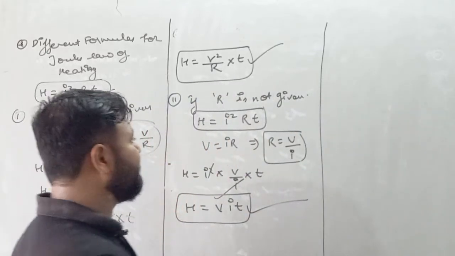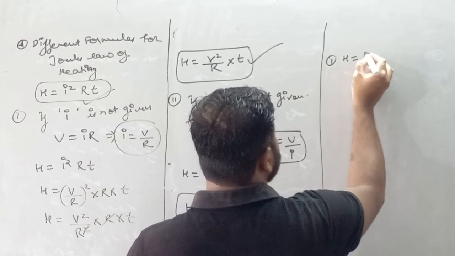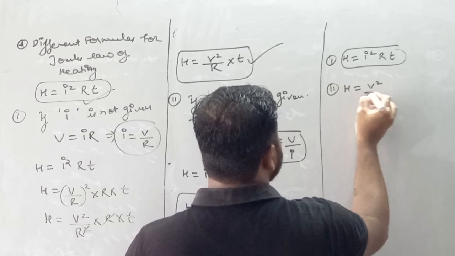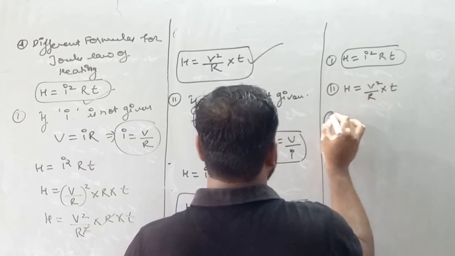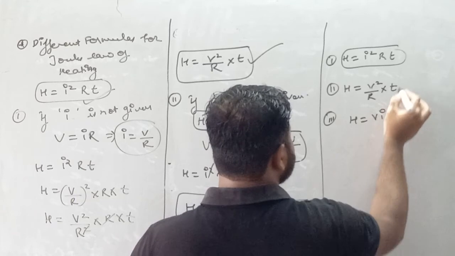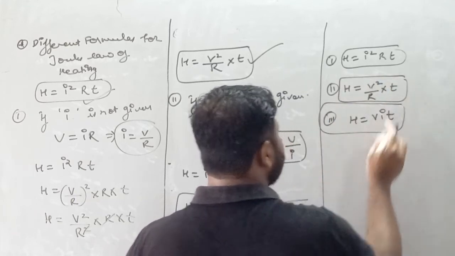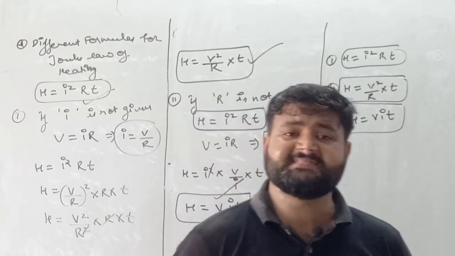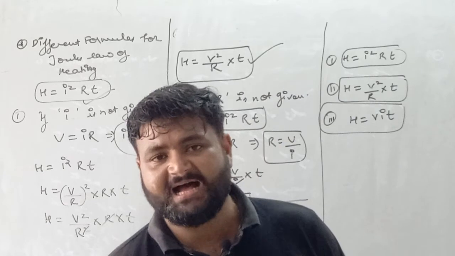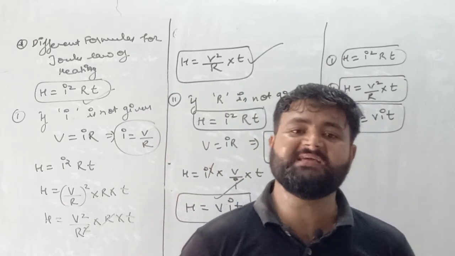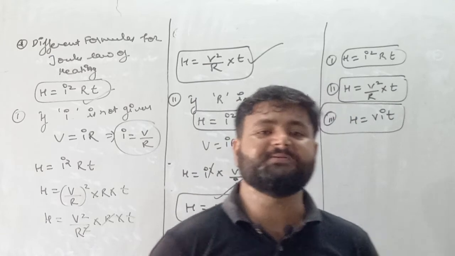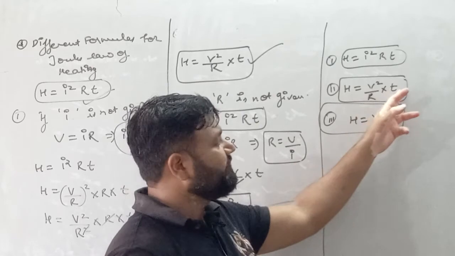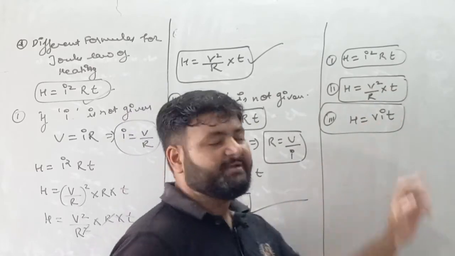So we have a total of three formulas. First formula, heat dissipated by a resistor is I square RT. Second formula, H is equal to V square by R into T. And third formula, H is equal to VIT. Remember all these formulas: if the current flow is I, resistance of the resistor is R, and potential across the resistor is V, then in time T the heat dissipated by the resistor is either I square RT, or V square by R into T, or VIT.